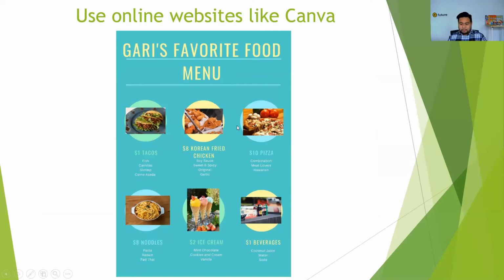So here, this is some of my favorite food, and I made my own menu. Being from California, I'm always used to $1 tacos, so Taco Tuesdays. I have fish tacos, carnitas, shrimp, carne asada, so $1 tacos. Again, Korean fried chicken: soy sauce, garlic, original, sweet and spicy. Just having fun with it. My favorite beverages: coconut juice, water, and some soda.